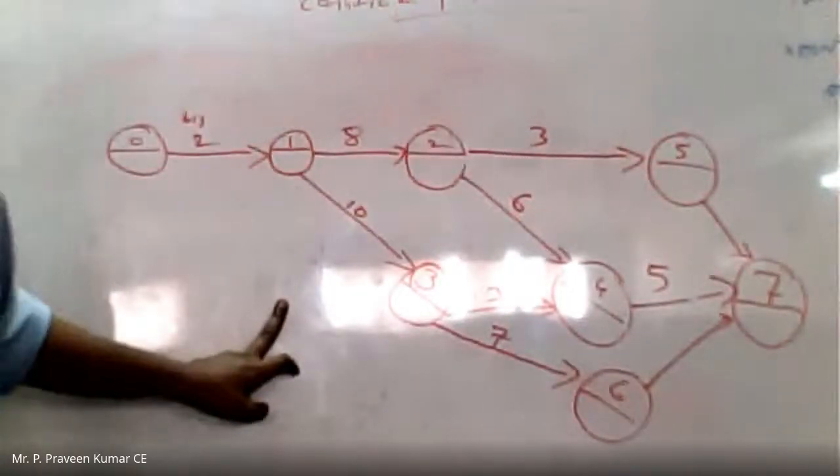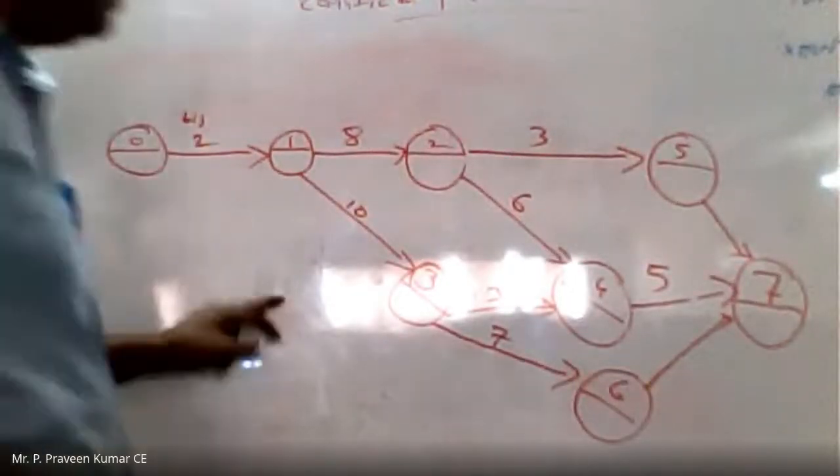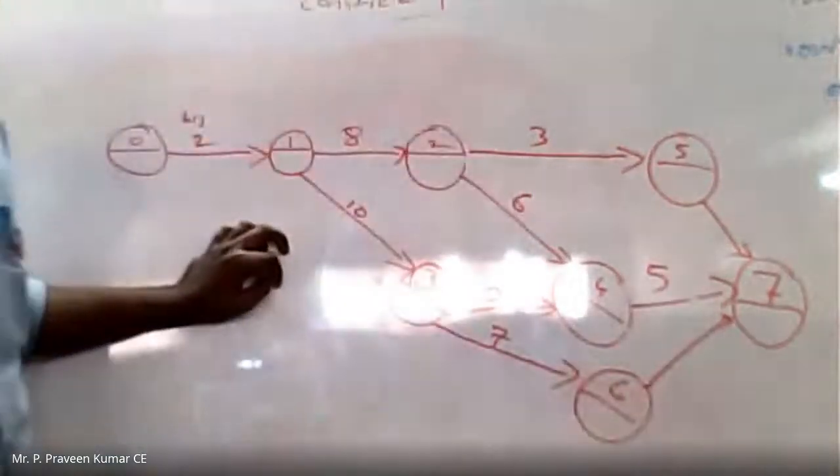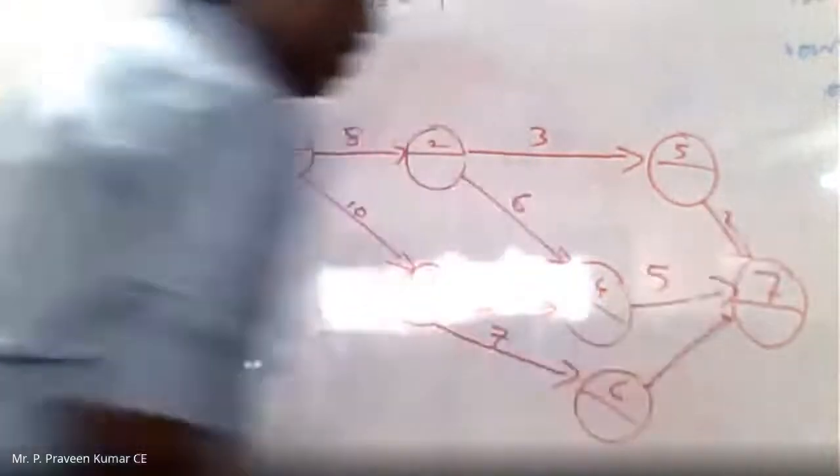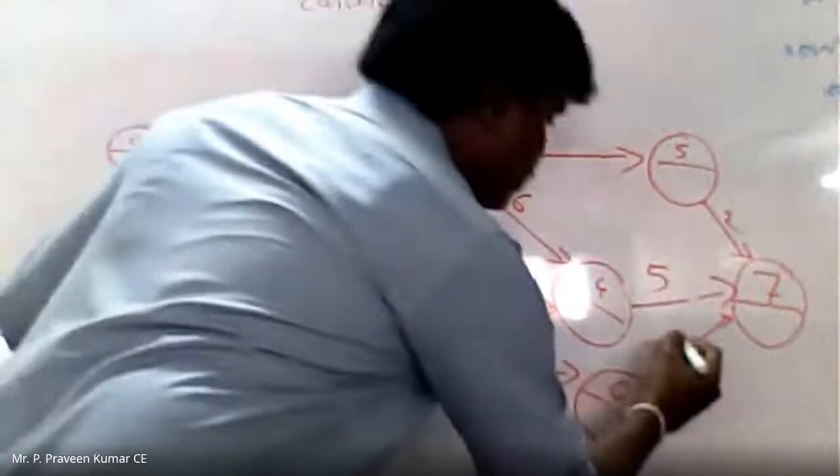Okay. Now coming to the 4 to 7 activity, what is the duration time? 5. For 5 to 7, the duration time is 2. Now 6 to 7, the duration time is 8.